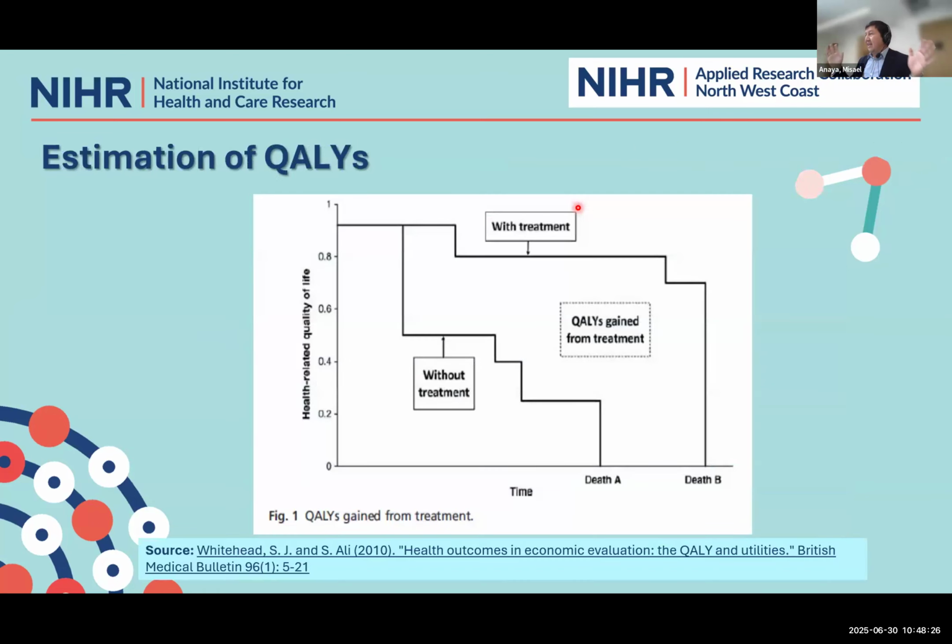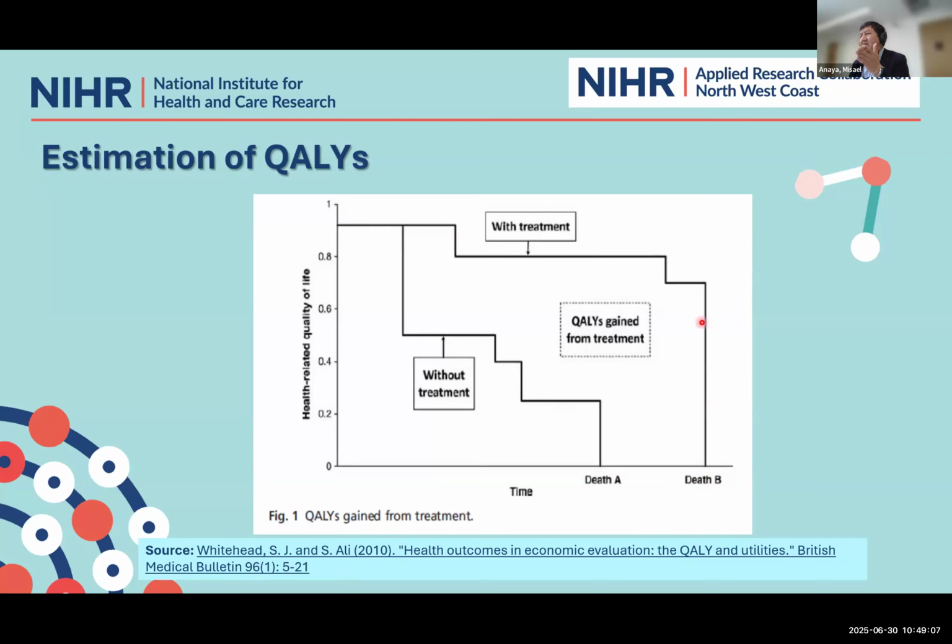And hopefully, this is what will happen with no treatment, for example. So the time of death is here, death A, and the quality of life is like this. However, with a new treatment, that life is extended to B. So these people are living more time, but also with more quality.